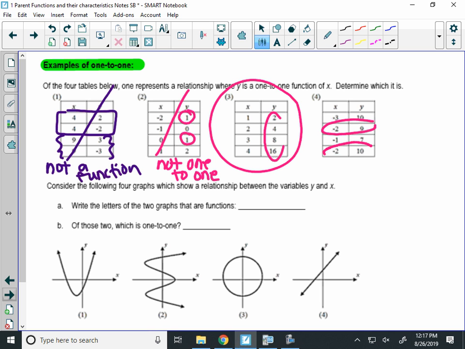-2. Okay, so this one is not a function because the x's of -2 have different outputs. Okay? Okay with the table? Now the graph is even easier.